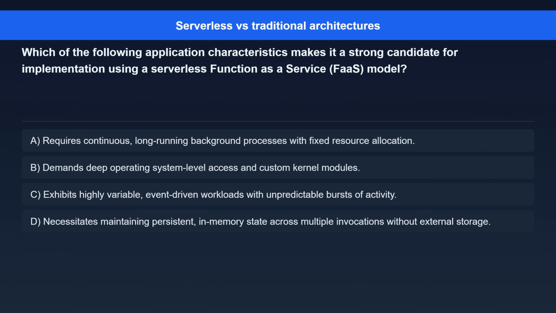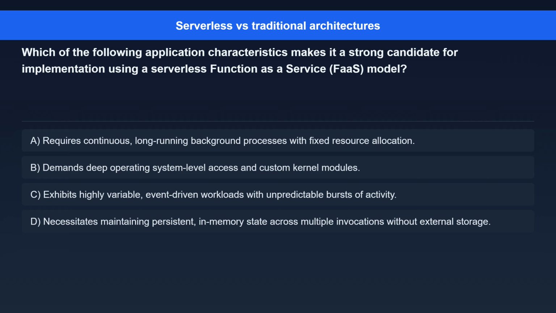Question 5. Which of the following application characteristics makes it a strong candidate for implementation using a serverless function as a service, FaaS, model? Option A. Requires continuous, long-running background processes with fixed resource allocation.